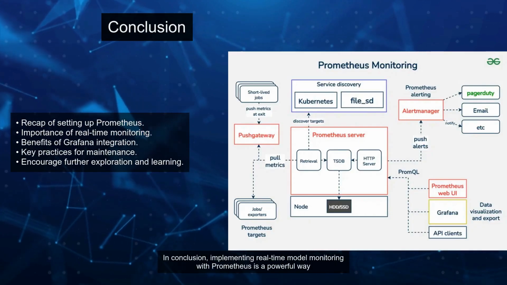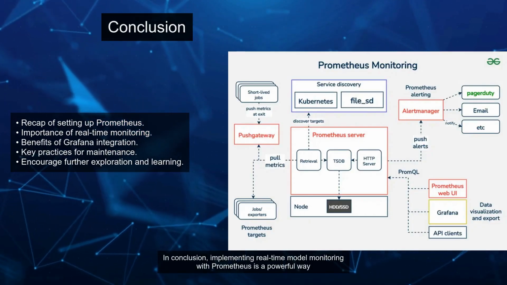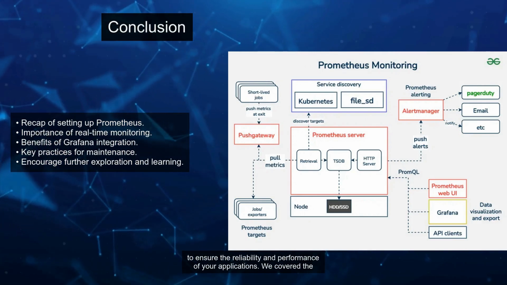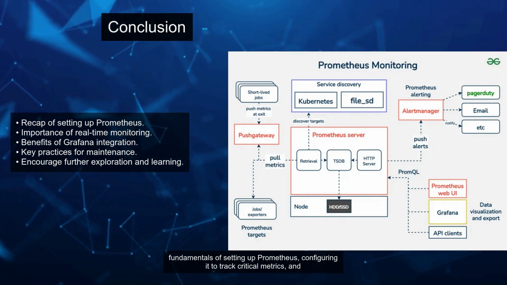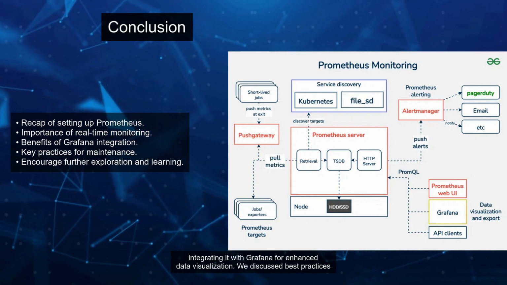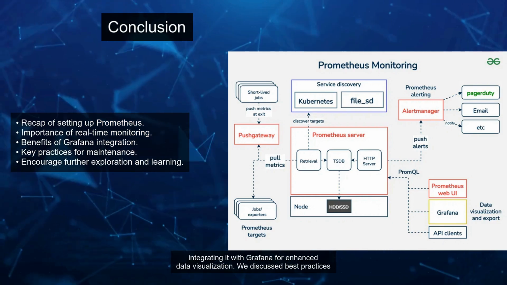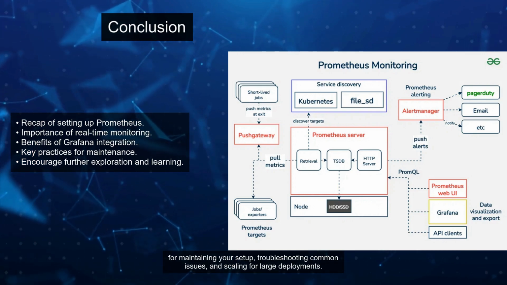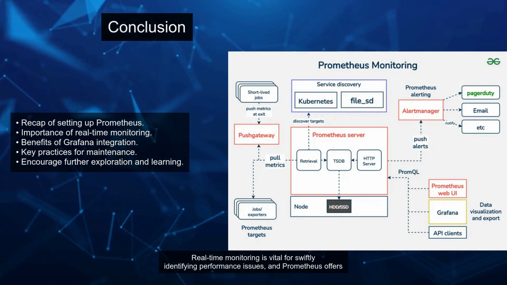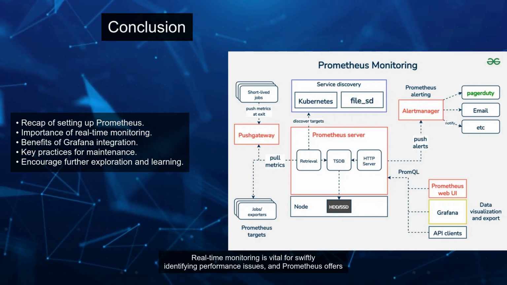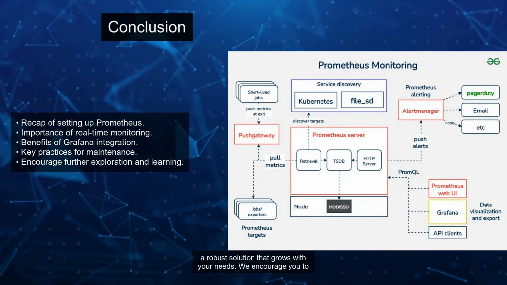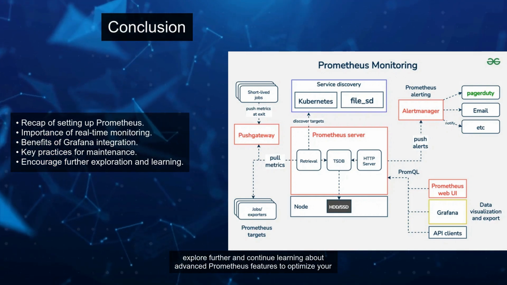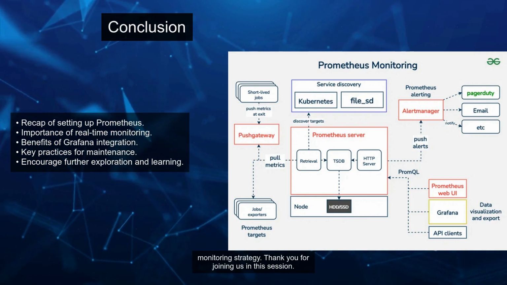In conclusion, implementing real-time model monitoring with Prometheus is a powerful way to ensure the reliability and performance of your applications. We covered the fundamentals of setting up Prometheus, configuring it to track critical metrics, and integrating it with Grafana for enhanced data visualization. We discussed best practices for maintaining your setup, troubleshooting common issues, and scaling for large deployments. Real-time monitoring is vital for swiftly identifying performance issues, and Prometheus offers a robust solution that grows with your needs. We encourage you to explore further and continue learning about advanced Prometheus features to optimize your monitoring strategy.